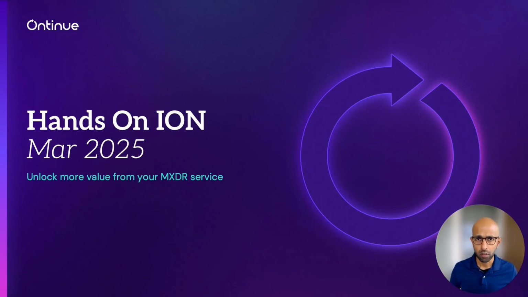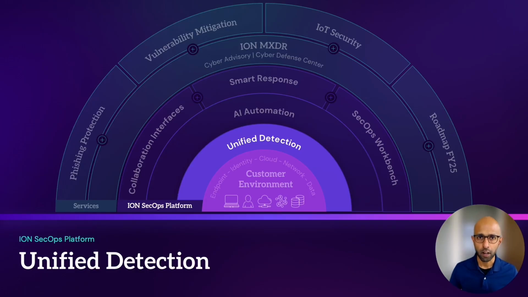In this video series, we uncover how you, as an Ontinue ION customer, can unlock more value from your MXDR service. Our first set of updates have to do with unified detection, which is the data and intelligence layer of the ION SecOps platform. This is the part of the platform that ingests, enriches, and augments what we see in your environment. This includes ION detections, which are proprietary detections built by the Ontinue threat detection team, as well as threat intelligence and threat hunting, which is executed by the advanced threat operations team.